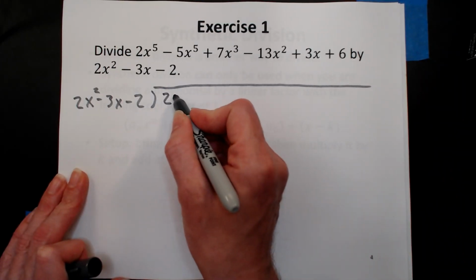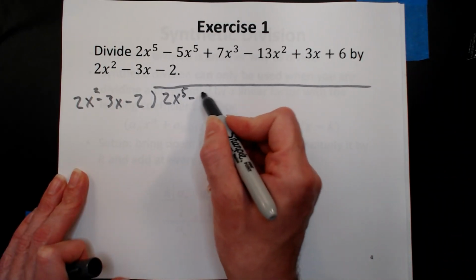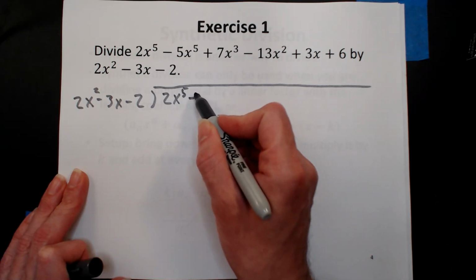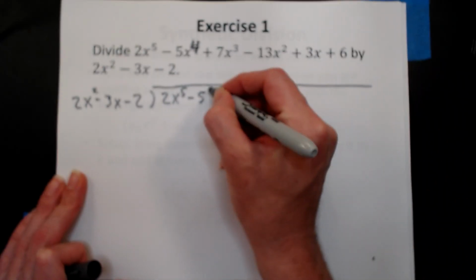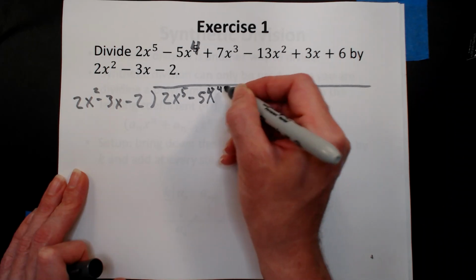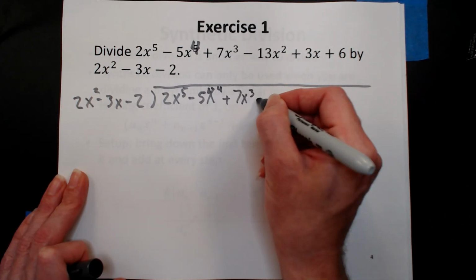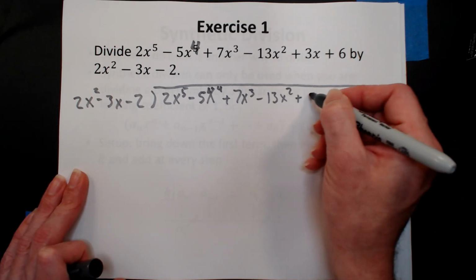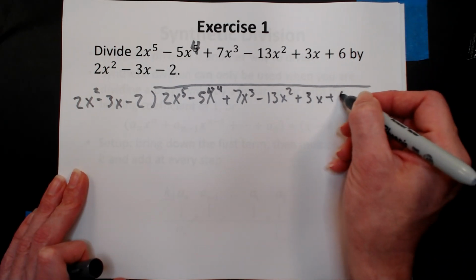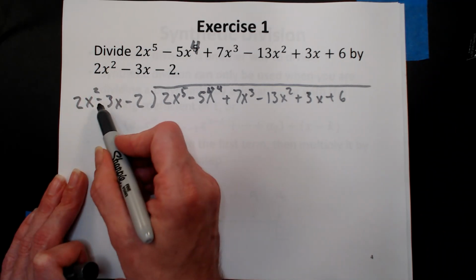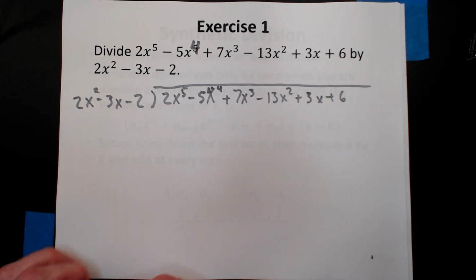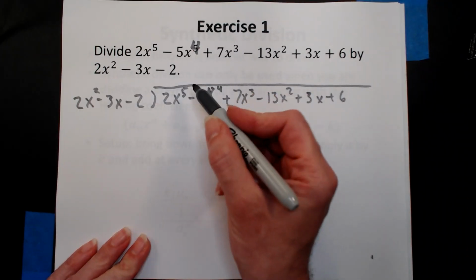I don't know if I'll have enough room on this page. We'll see. So I'm dividing 2x to the 5th minus 5x to the 4th, that's a typo, x to the 4th, plus 7x to the 3rd minus 13x squared plus 3x plus 6. And we want to divide that by 2x squared minus 3x minus 2. Looking at this, if the numbers get too jumbled, I might change colors. We'll see how it goes so far.